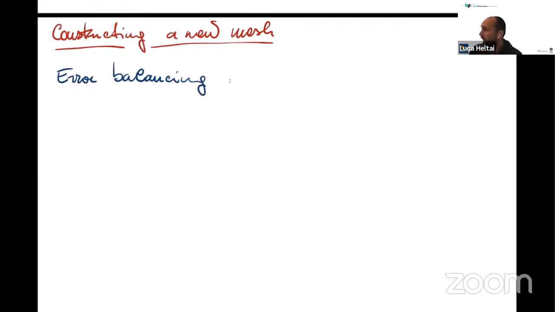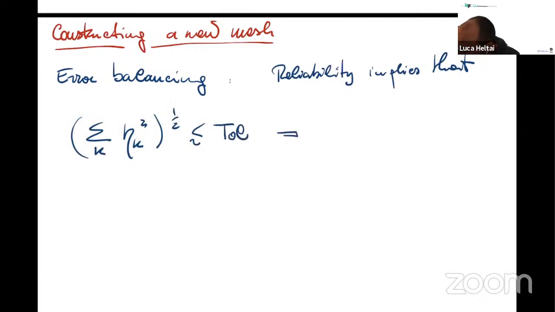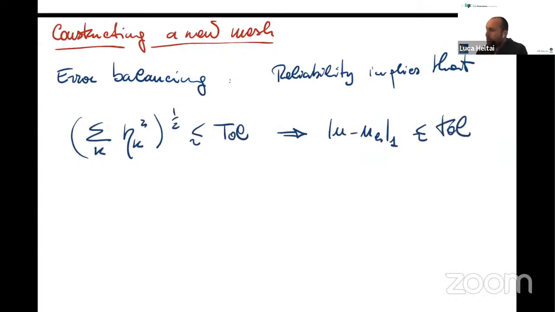posteriori error estimation is reliable, so reliability implies that if the sum over k of eta k square to the power 1/2 is more or equal than a tolerance, then the norm of u minus uh1 is more or equal than the tolerance. Because you can plug u minus uh on the left of this inequality and you can keep going.